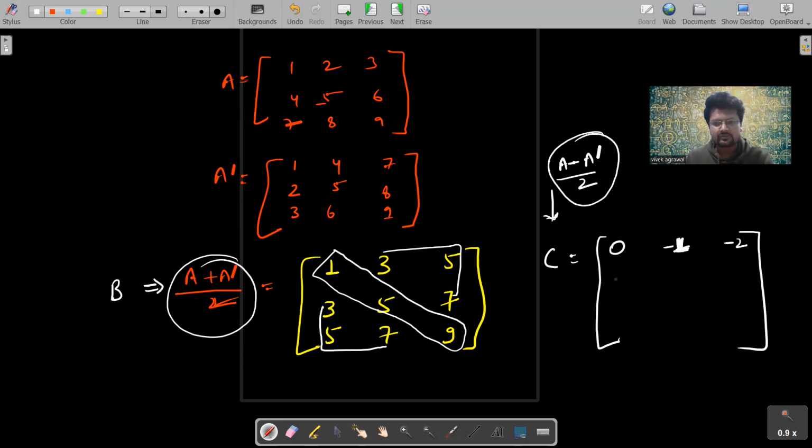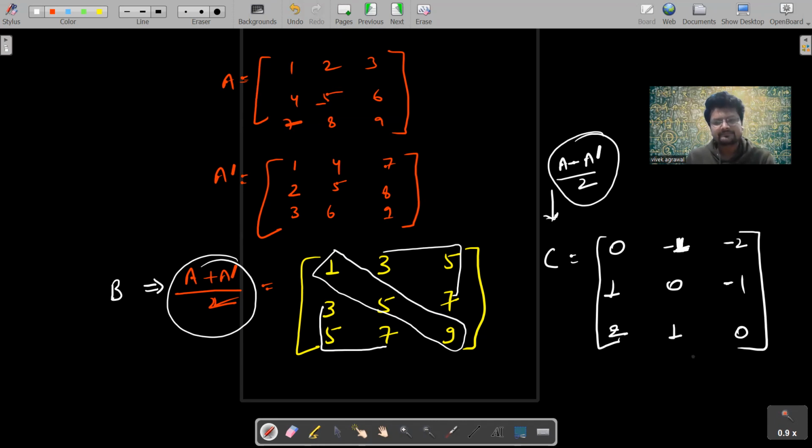4 minus 2 by 2, that is 1. Then it's 0, and then it's minus 1. Then it's 2. Then it's 1, and it's 0, right? So if I see 0, minus 1, minus 2, minus 1, and here we have 1, 2, 1, and 0, 0, 0. Is it a skew symmetric matrix?